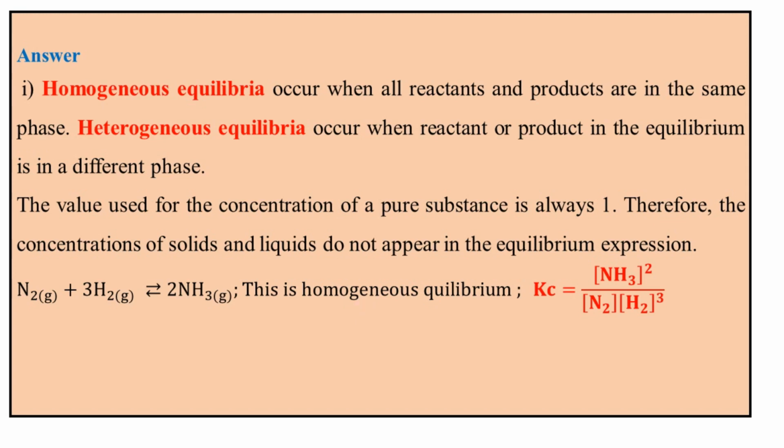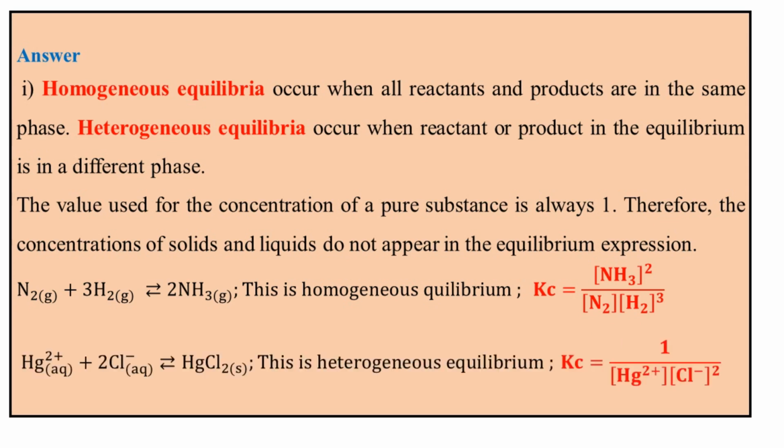Now let's write the equilibrium expression. We take the ammonia, which is the product, raised to the power of its stoichiometric coefficient because we have 2 moles of ammonia, then divide by the concentration of nitrogen times the concentration of hydrogen, but we have 3 moles of hydrogen. This is the equilibrium expression for the reaction.